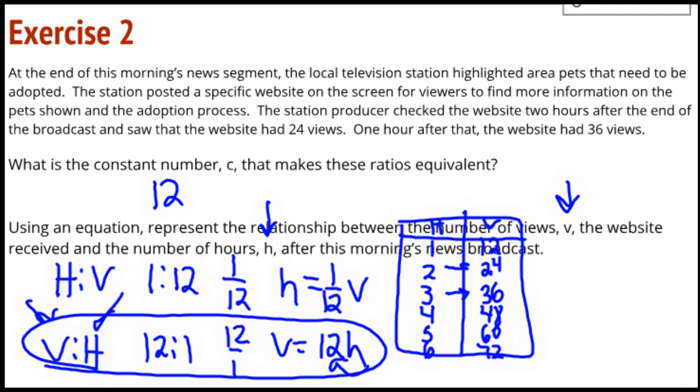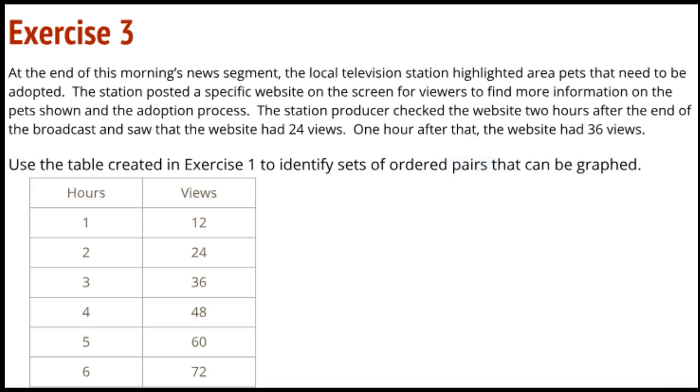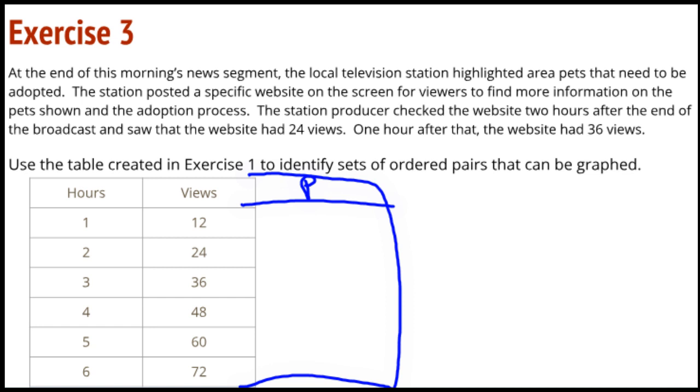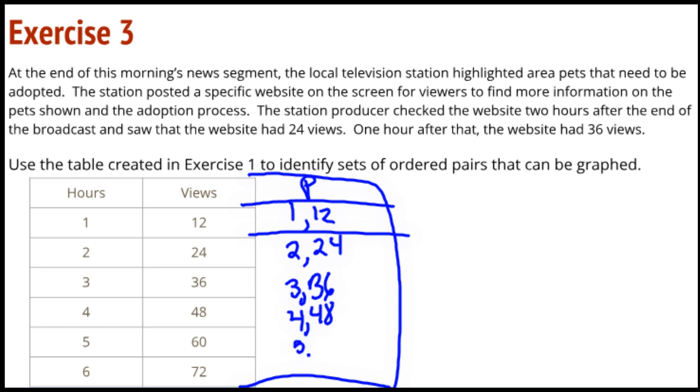All right. Let's take a look at the next one here. So now we're going to use our table from exercise 1, and we're going to create ordered pairs that could be graphed. So I could take my table here and add another column, and I'll call it P for ordered pairs, and I've got (1, 12), (2, 24), (3, 36), (4, 48), (5, 60), (6, 72). And of course these are ordered pairs, so they all need to have the parentheses around them. There we go. So I've got some ordered pairs.